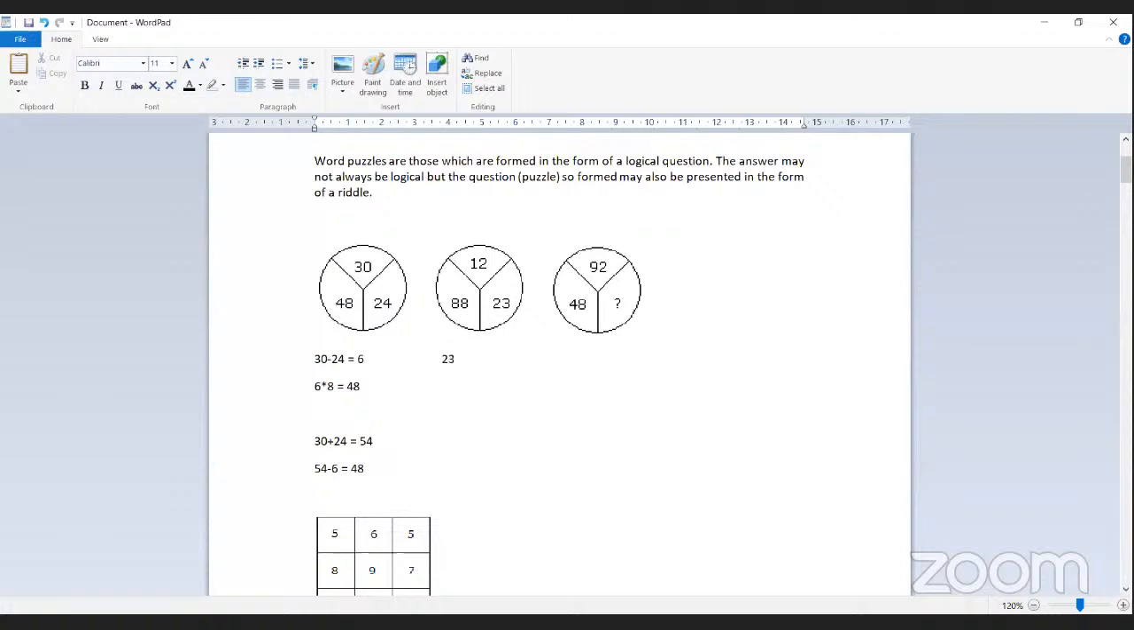So 23. Yes, ma'am. It will be 98. 23 minus 12 is 11. 11 into 8 is 88. Yes, this one is coming exactly as the last pattern. So 92, or say x, suppose x minus 92 will give you something that multiplied by 8 will give you 48.